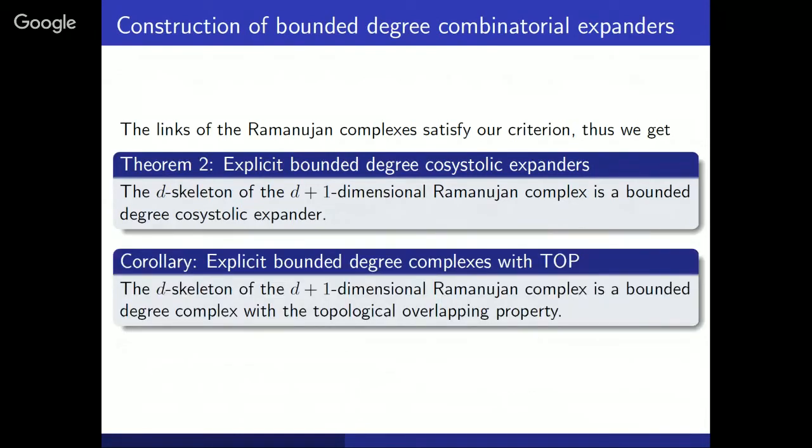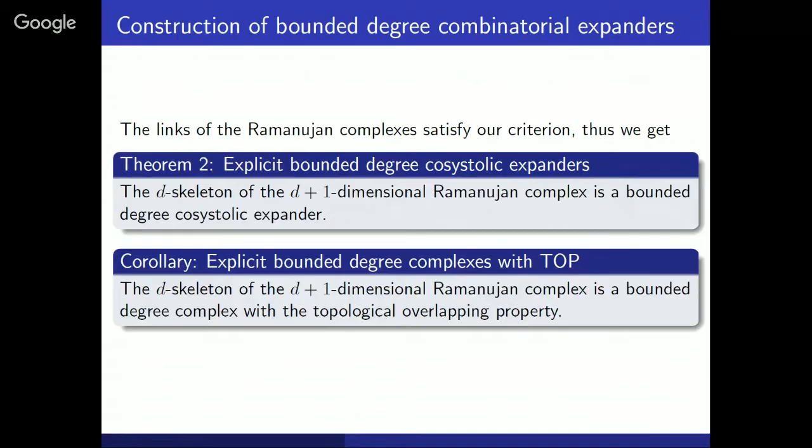And using Gromov's result that relates cosystolic expanders to topological overlapping, we get that this skeleton of the D plus 1 Ramanujan complex is a bounded degree complex with the topological overlapping property. This is how we solve the Gromov question.